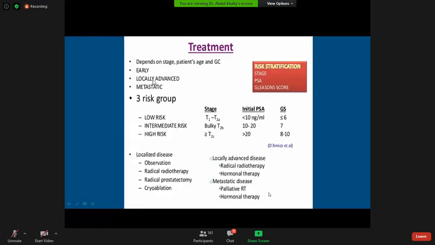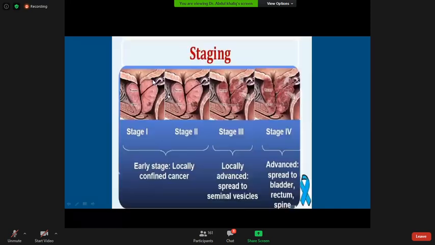The treatment depends on whether it is stage 1, 2, or 3. It depends on the stage, patient age, and the general condition of the patient. Early, locally advanced, and metastatic have been defined before. Early is T1, T2. T3 is locally advanced, and T4 is here. You can see stage 4 is the advanced.